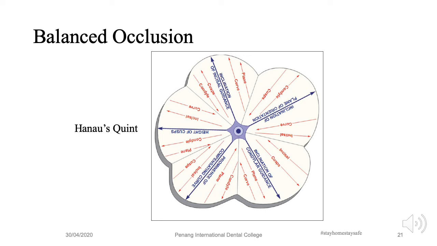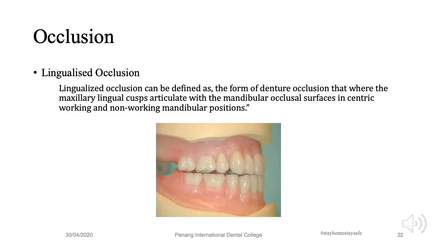Okay, now the next kind of occlusion we will look at is lingualized occlusion. Lingualized occlusion can be defined as the form of denture occlusion where the maxillary lingual cusps articulate with the mandibular occlusal surfaces in centric, working and non-working mandibular positions. It basically means it is a cross bite, when you have the maxilla placed further inside and the mandible further outside. It's kind of a cross bite.